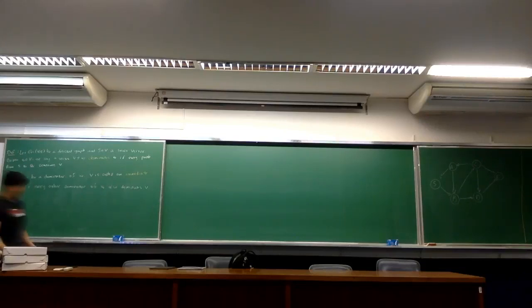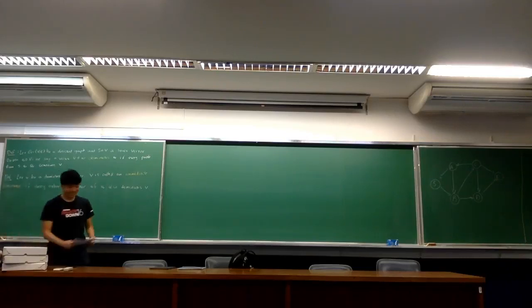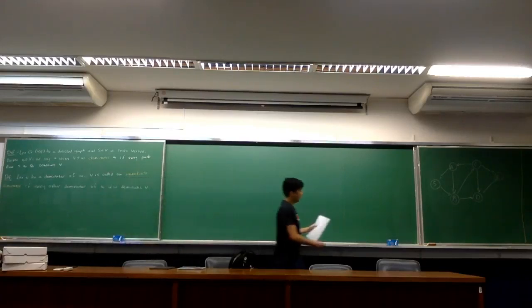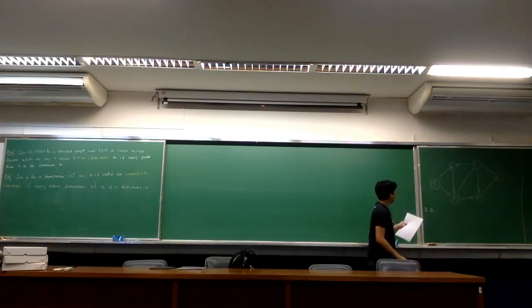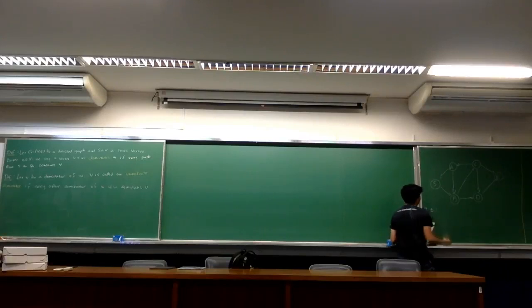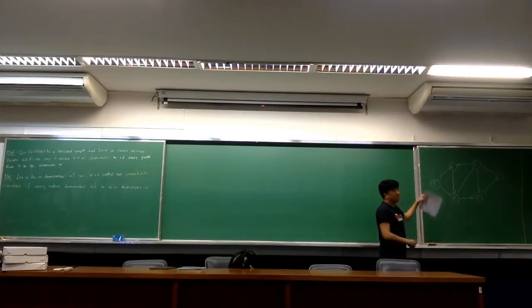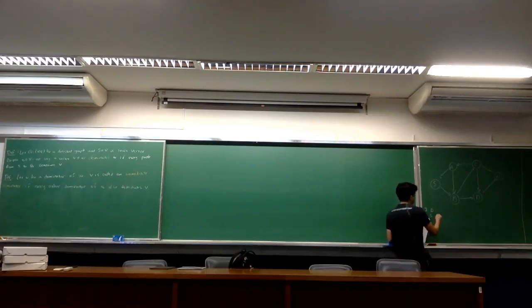Okay, so what is an immediate dominator? An immediate dominator of W is a dominator of W, but it has a special property: every other dominator of W also dominates V. All right, so let's find immediate dominators in this graph. Well, S is the source vertex, so S has no dominators, and as a consequence, S has no immediate dominator.